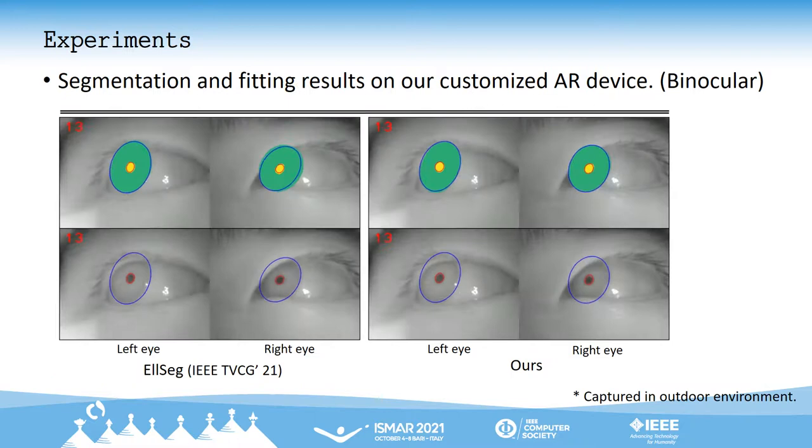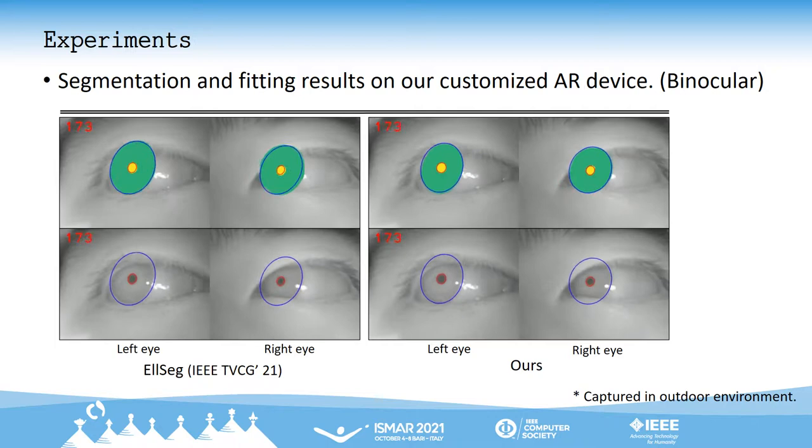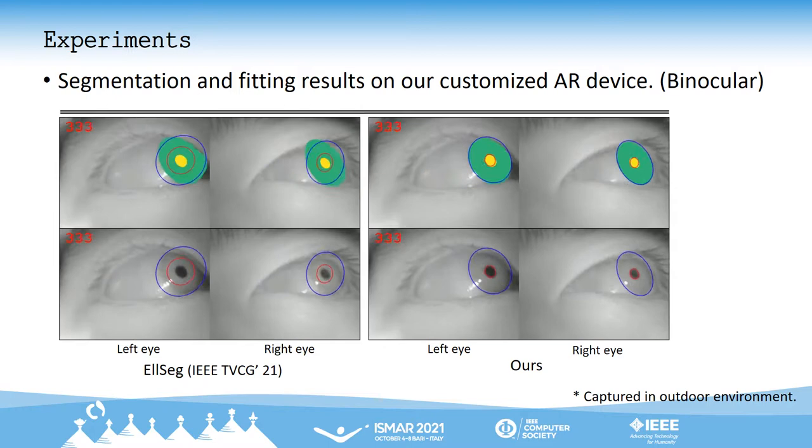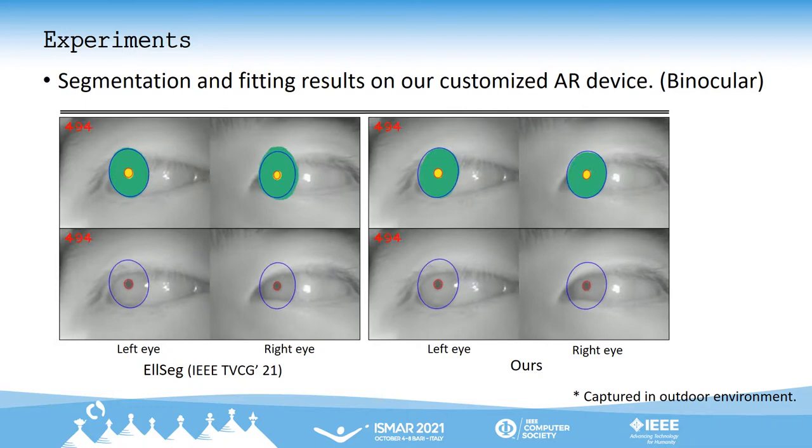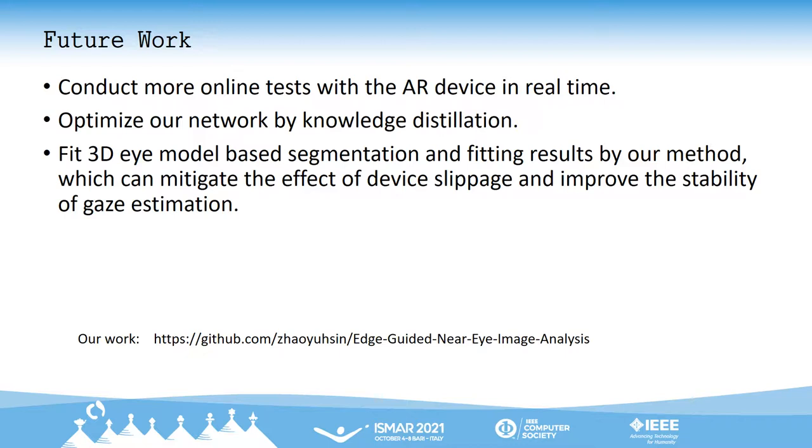These videos show the visual comparison between ELSEG and ours, which demonstrates the advantage of using such high-quality edge maps in eye image segmentation and ellipse fitting. Currently, we collected data by using our device and assessed the network offline. In the future, we will conduct more online tests with the AR device in real time.